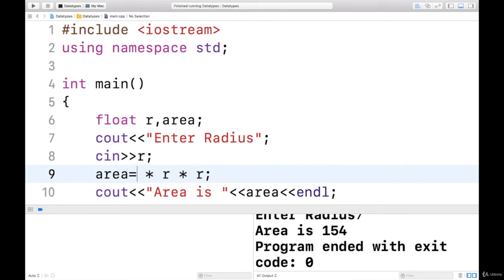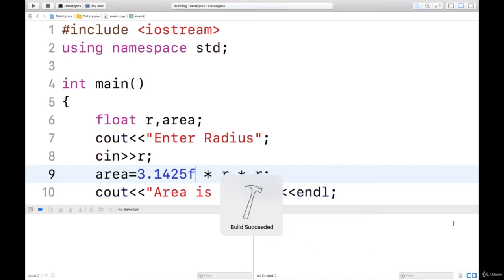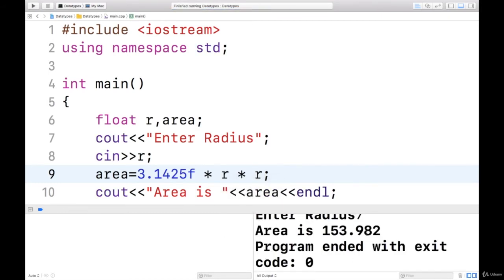Instead of 22 by 7, if I write 3.1425, it is up to 4 digits only. So I'm not getting the exact result. Instead of 154, I'm getting 153.9. So that's it. It depends what type of values you are using in an expression. The result will depend on that. So you have to be careful with this one. These are the basic blocks of our program. If the expressions are perfect, then the results will be perfect.